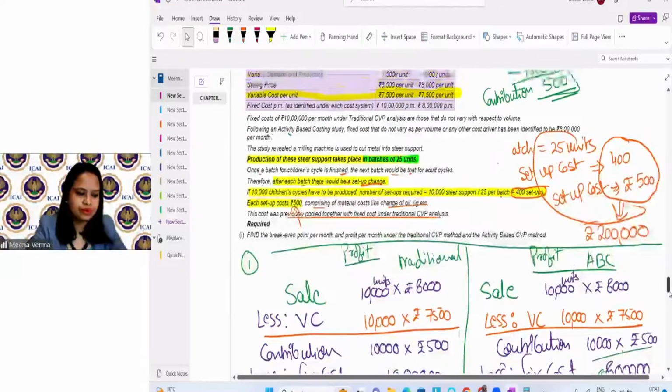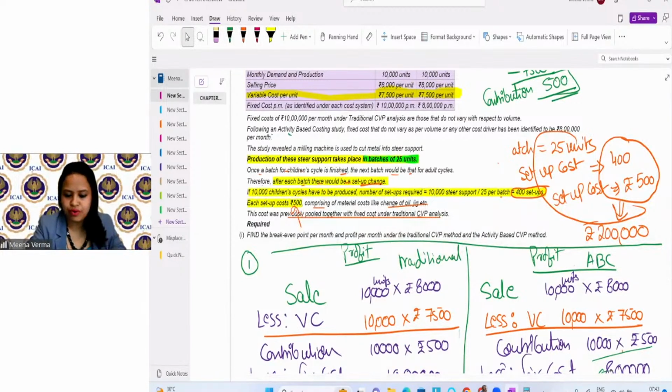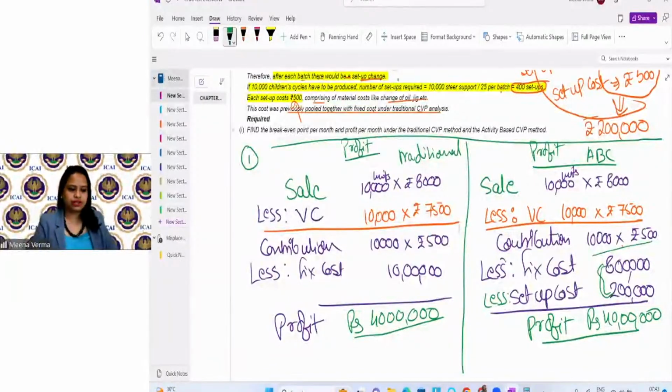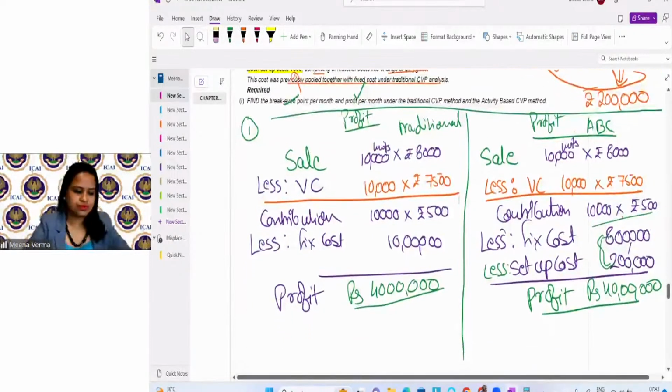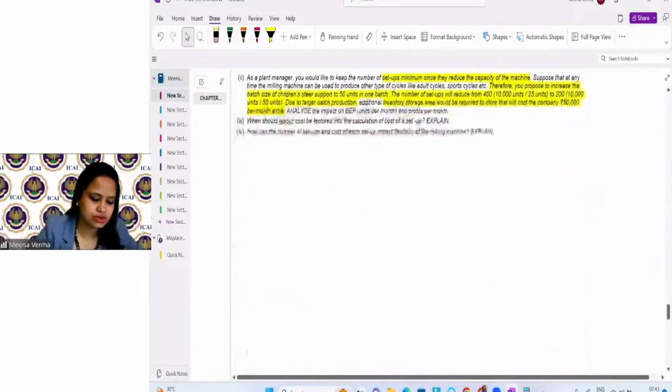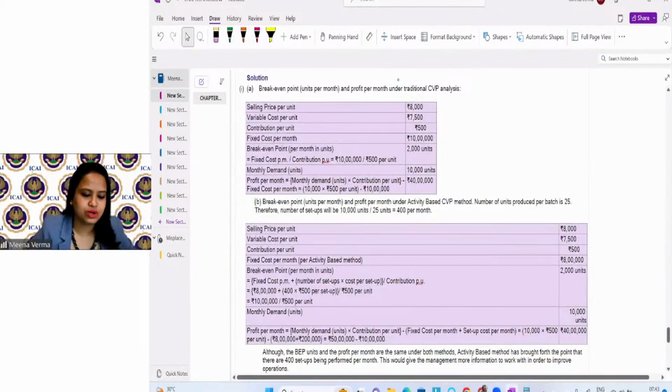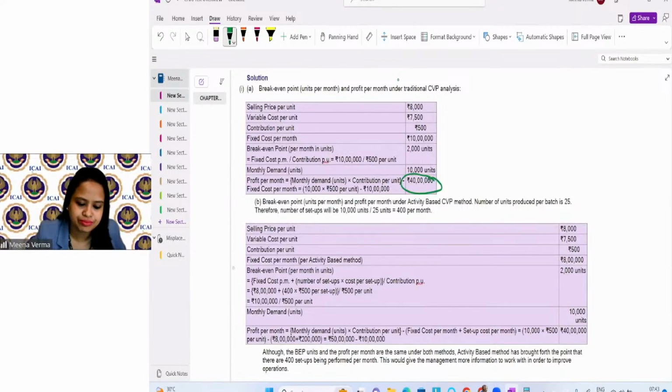So you can see what is happening here. In both the cases, they have asked you to find the profit and the contribution. You can see they have asked you to find the break-even point. We have calculated it and then the profit in both the cases. So the profit is coming as 40 lakh. Let's see the answer also if you want. You can see how they have solved it. In both the cases, they have calculated that the profit is coming the same. It is a so simple question, not at all difficult.